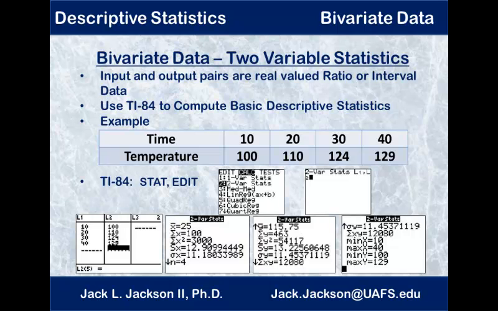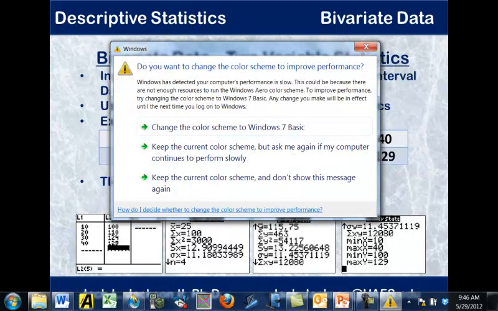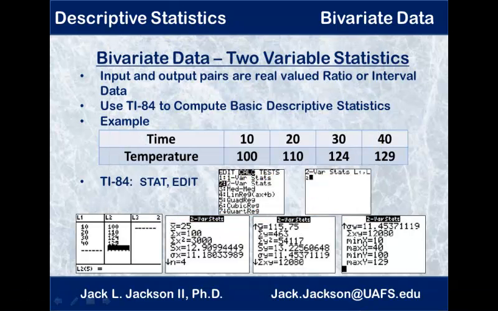So let's look at a quick little simple example here with 4 data points. We have pairs of data, ordered pairs, where we have the input and output pairs. The input is time and the output is temperature.